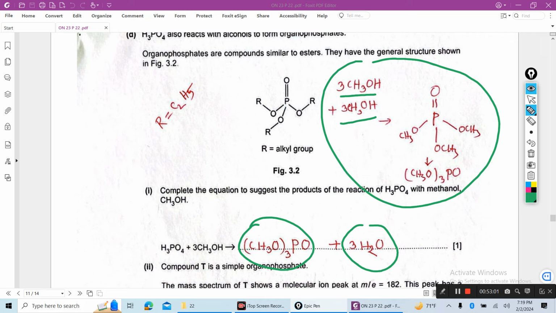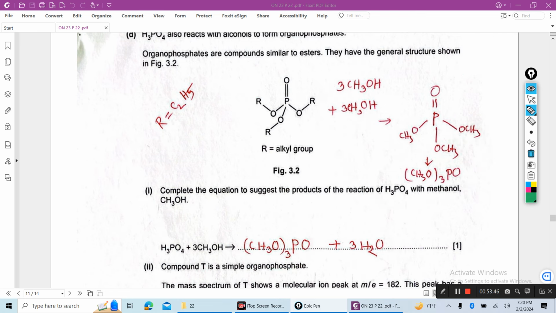So from the alcohol, OH is lost, and from here hydrogen will be lost to form water. Now the hydrogen on phosphoric acid remains. Methanol loses its hydrogen and the oxygen is added. So OCH3 goes here in place of R, OCH3 here, and OCH3 here: three times R, O, OCH3.